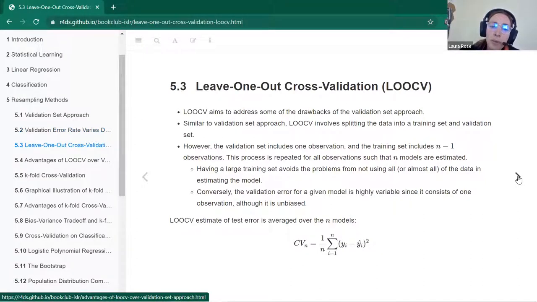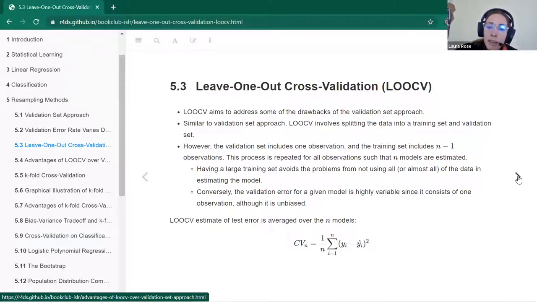Okay, the next method, which addresses some of the disadvantages of the validation set approach, is leave one out cross validation, LOOCV. As mentioned before, you get a lot of variation. So we do have the same kind of splitting of the data into a training set and a validation set. However, the validation set includes just one observation, and the training set includes the N minus one observations. So we repeat this process for all observations such that you have N models estimated.